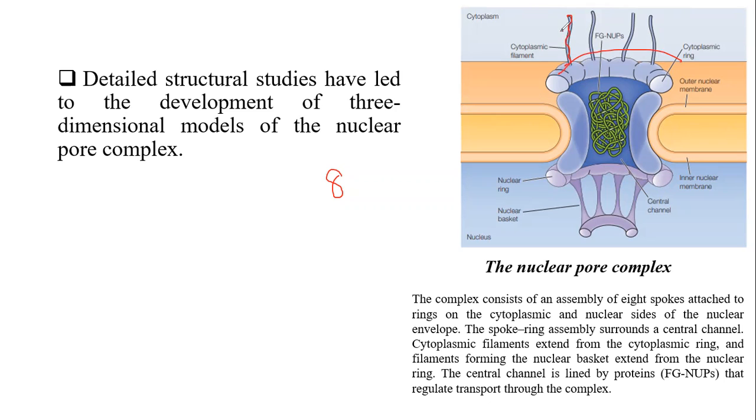Then you have the FG NUPs. Those are the nucleoporins present over here. They regulate the transport. Then you have the nuclear ring and the basket. All these are present just to ensure that all importins and exportins are present nearby. And one more thing you have to keep in mind here: importins or exportins, they cannot function without energy.